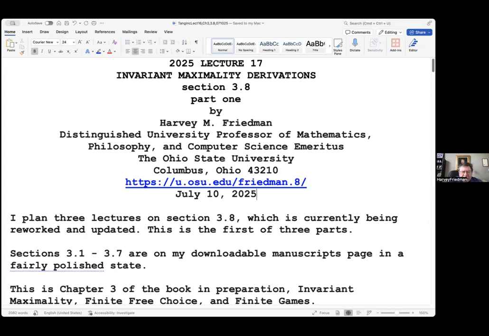Okay, so this section 3.8 is the absolute heart of the derivation side. And I'm reworking it and getting some more refined material, and it's well under control, but it's still a little rough. So you will find today that I didn't get a chance to format some of the stuff, but it won't be too difficult to see what I'm doing.